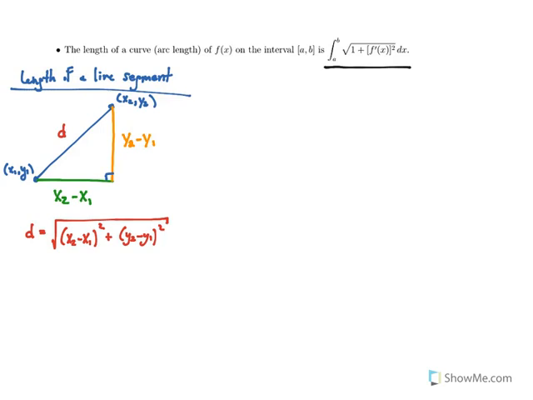We are going to be saying that the difference in the x values, we're going to call that delta x. The difference in the y values, we're going to call delta y. So we're going to think about the length of a line segment is going to be the square root of delta x squared plus delta y squared.